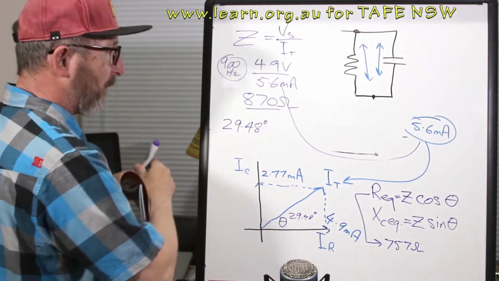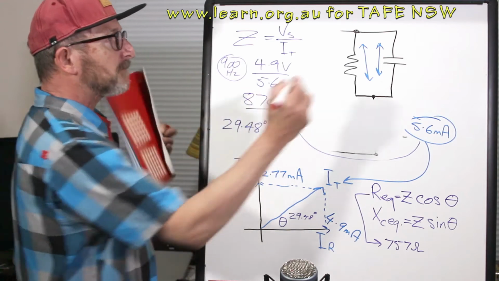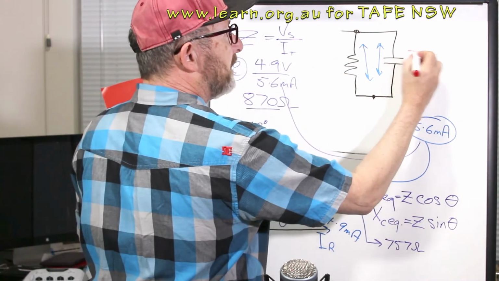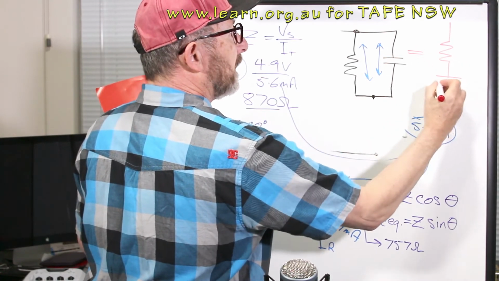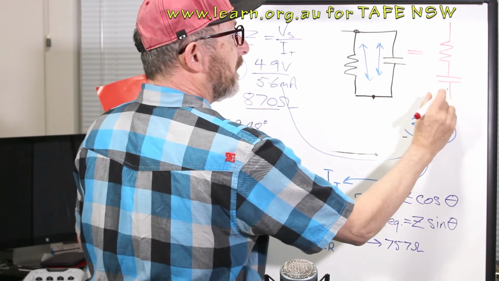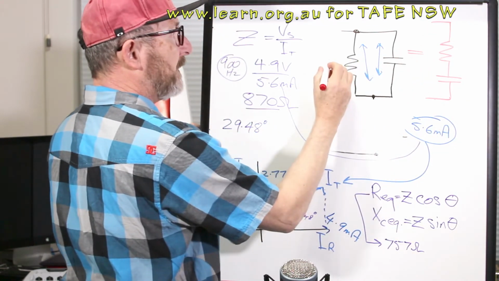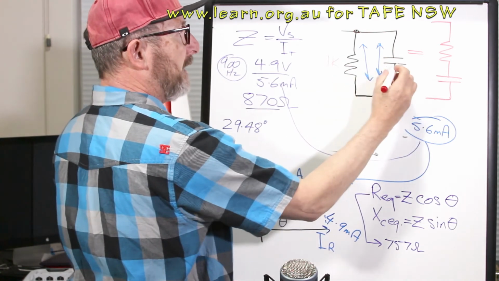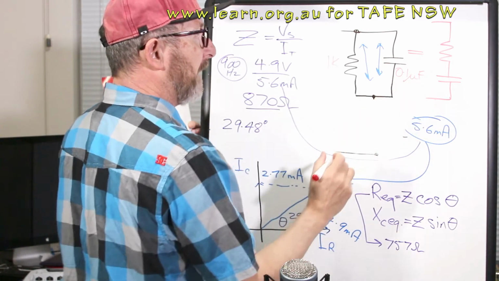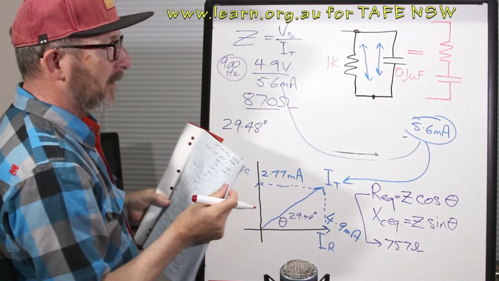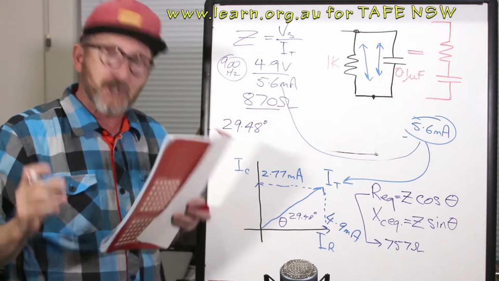And maybe at this time, we need to use a nice red texture colour. And so this is going to be equal to, how about that? Oh, there it is there. So we had 1K and we had 0.1 microfarad. Over here, we're going to get a series equivalent circuit.